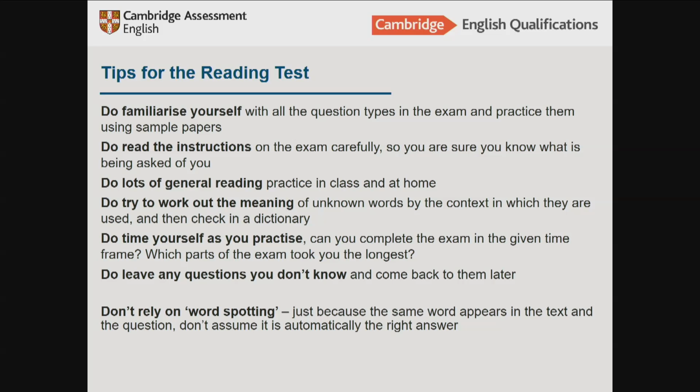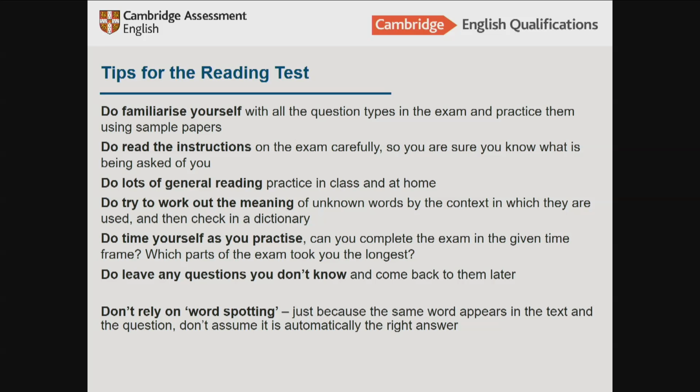Do time yourself as you practice the exams. Can you complete the exam in the given time frame? And which parts of the exam took you the longest? This will help you to structure your work during the live exam.